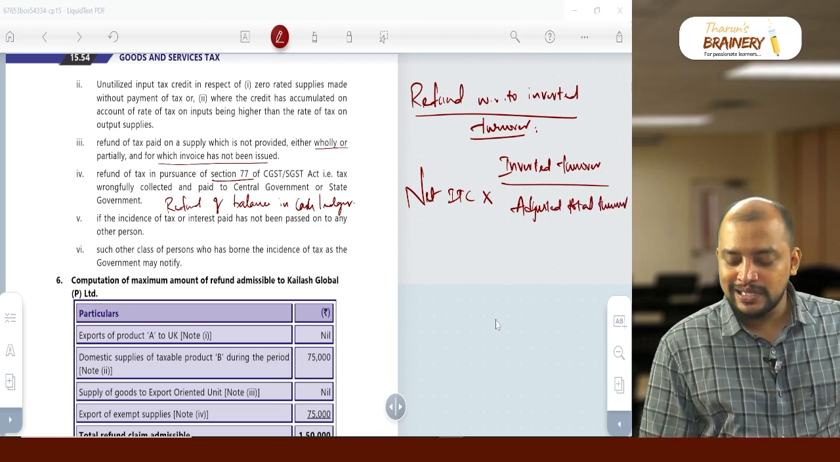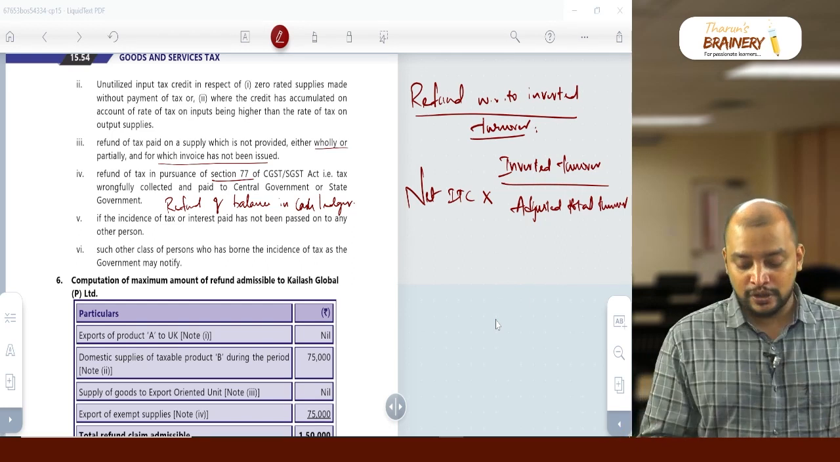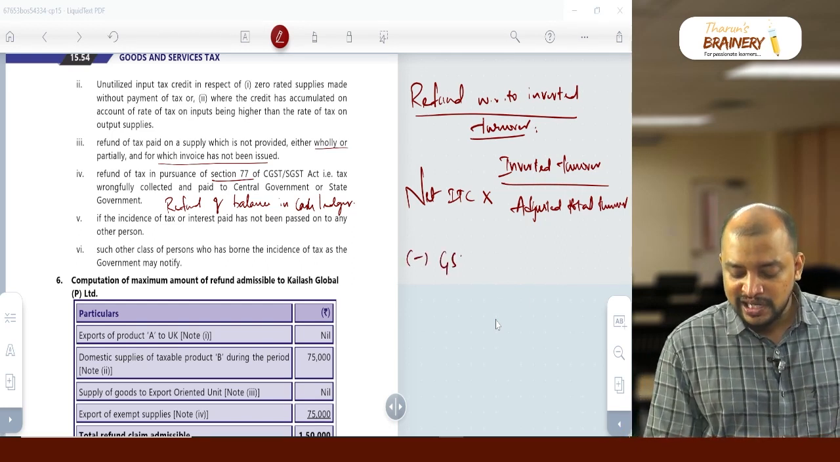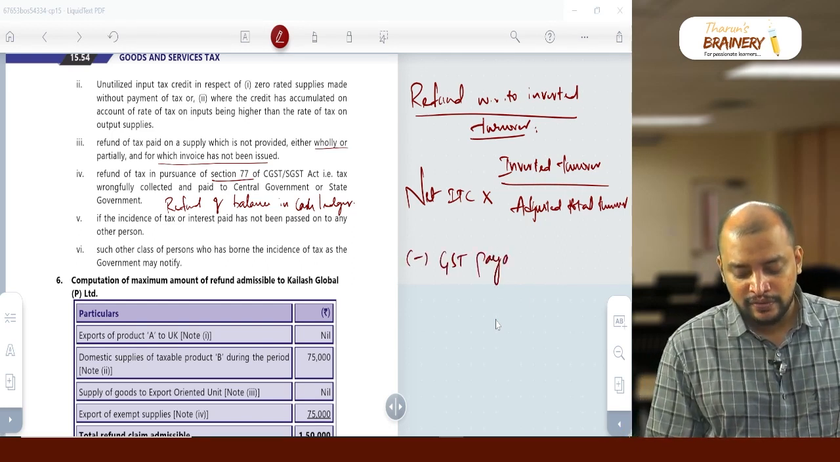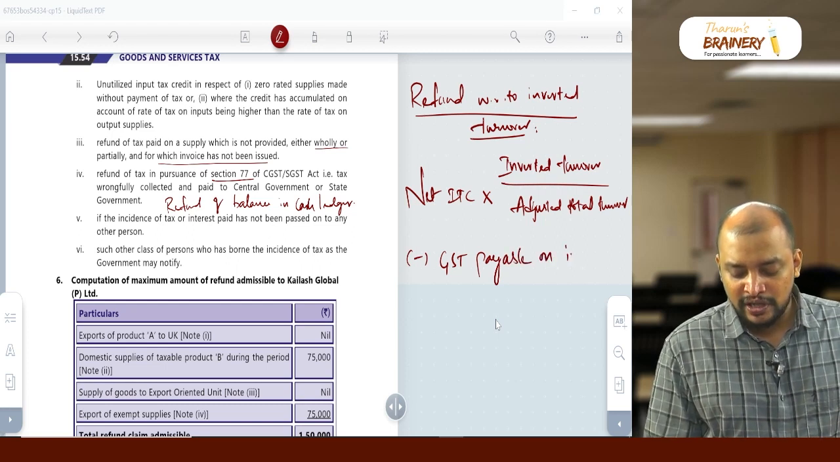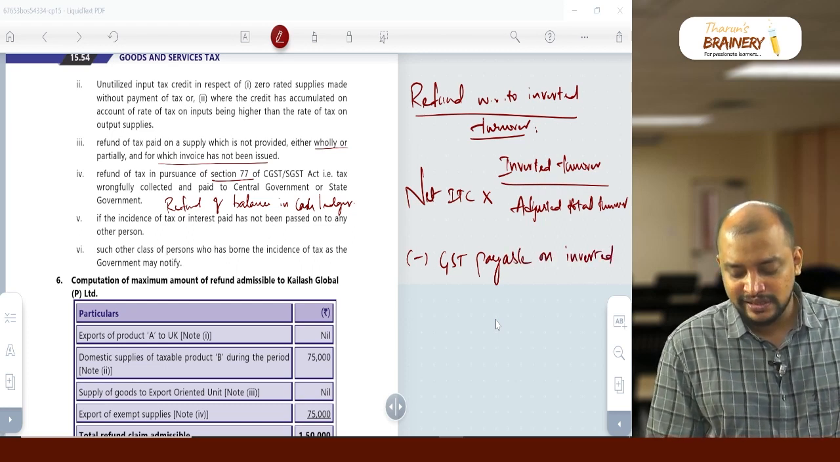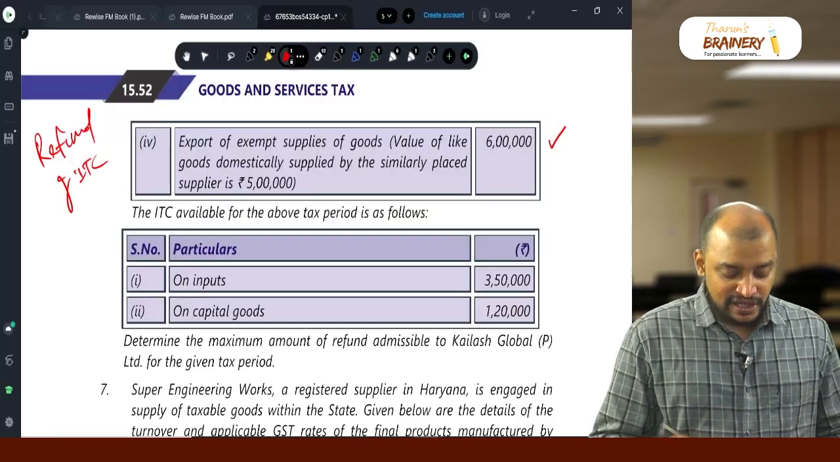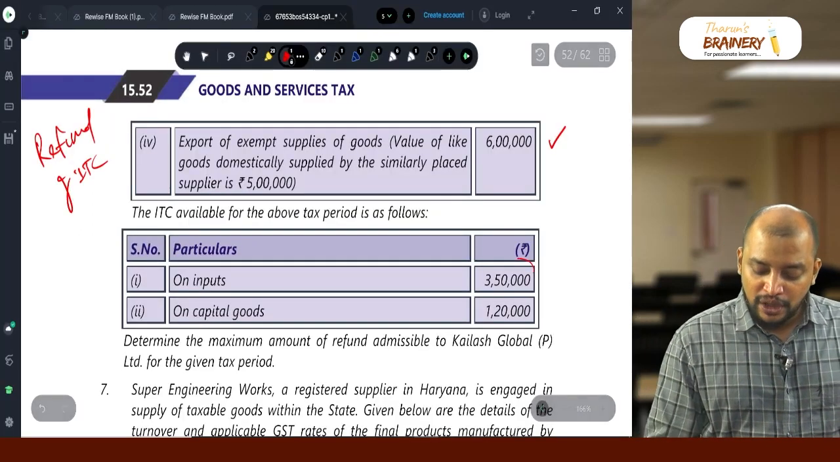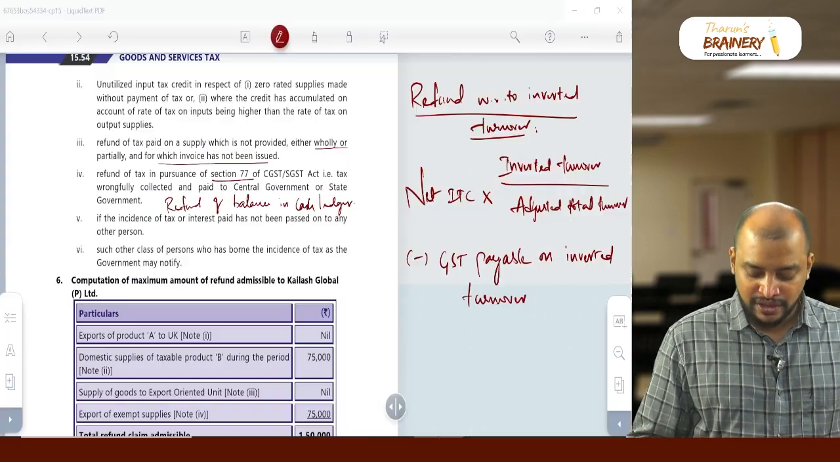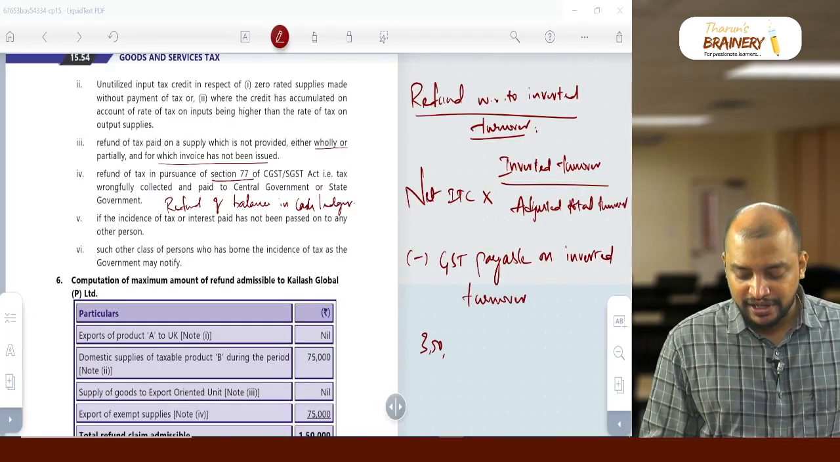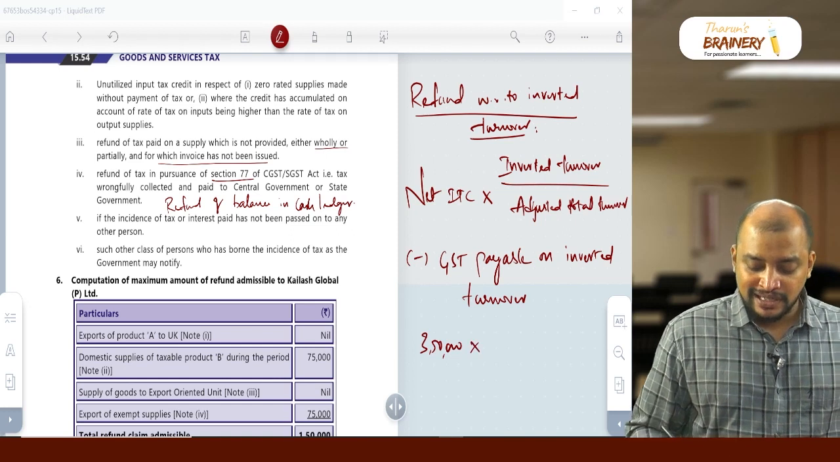Now you will get how much is the ITC pertaining to inverted turnover minus GST payable on inverted turnover. This is the formula for maximum refund. Now, if you see the question, the net ITC only on inputs is 3,50,000. So, we will take 3,50,000 into inverted turnover.